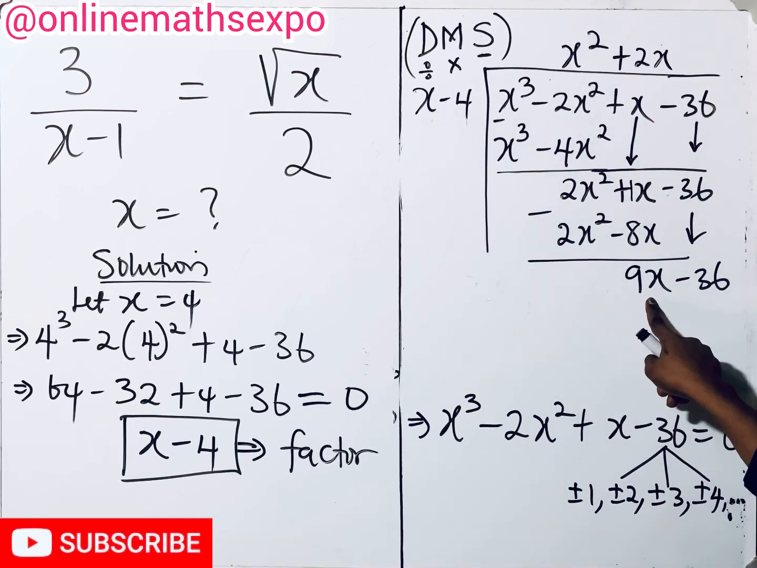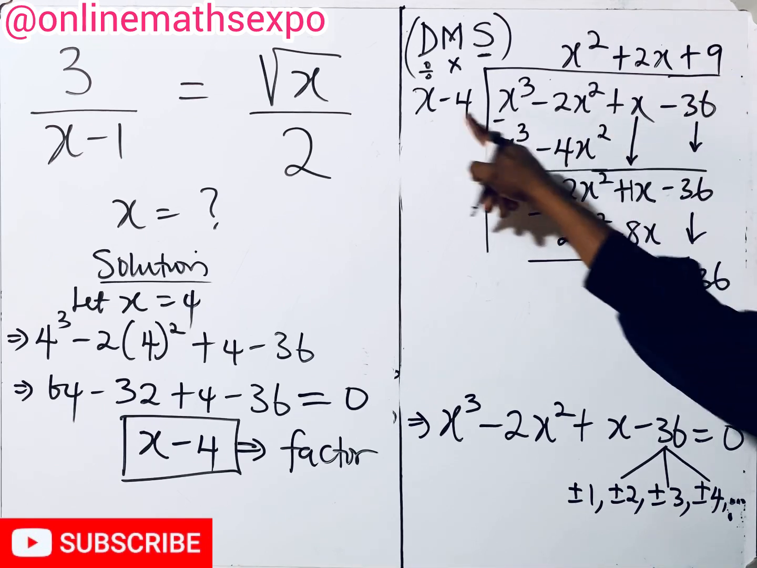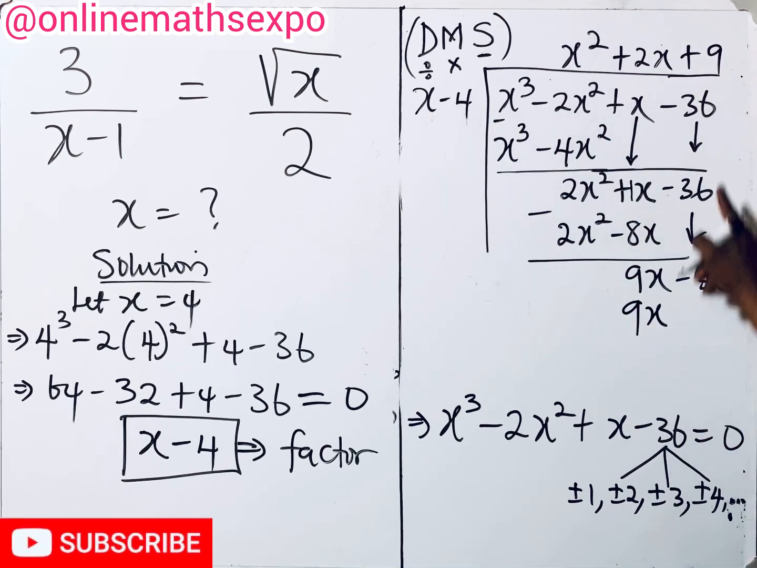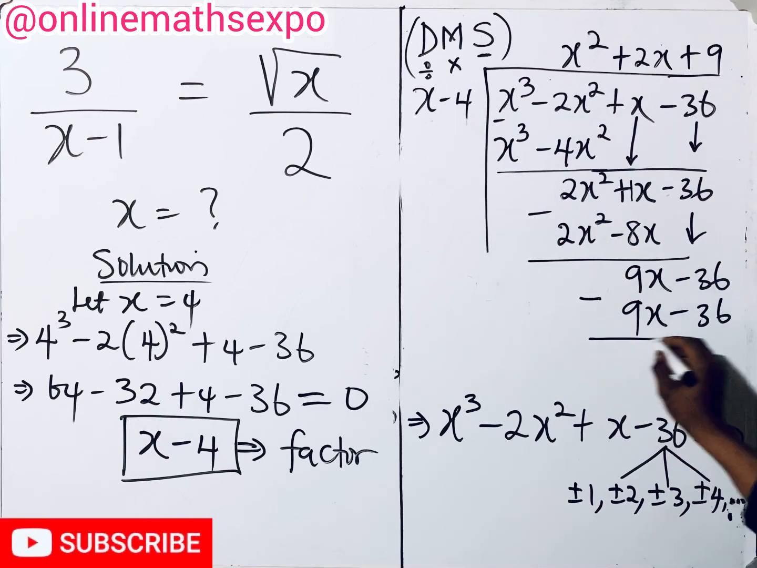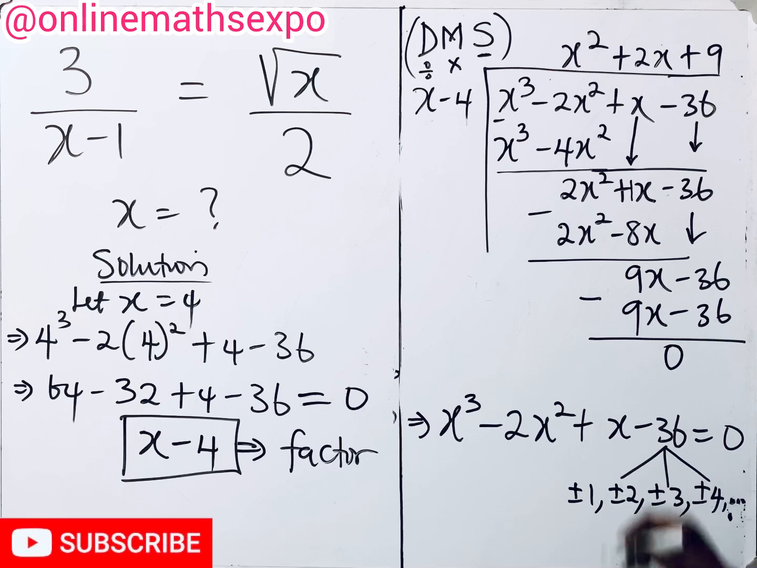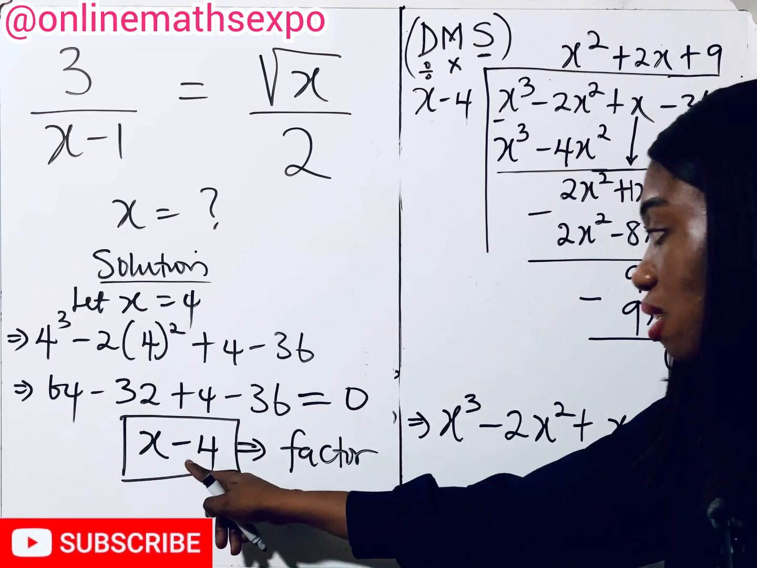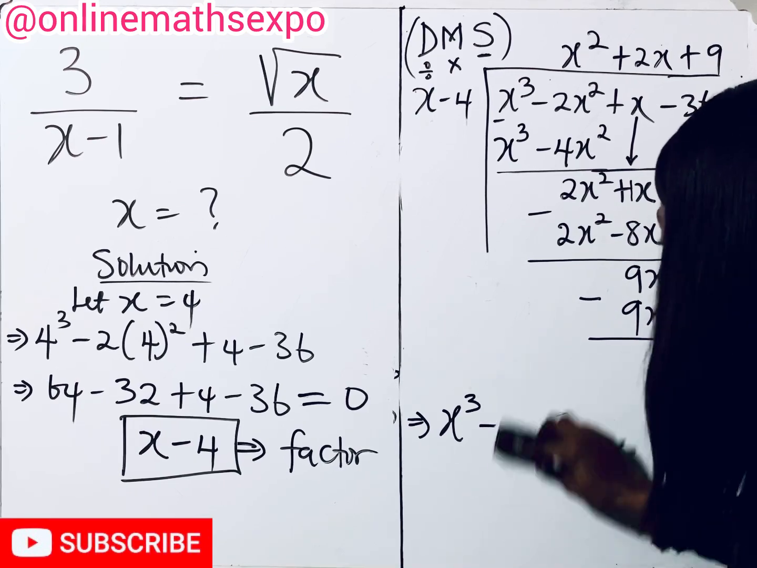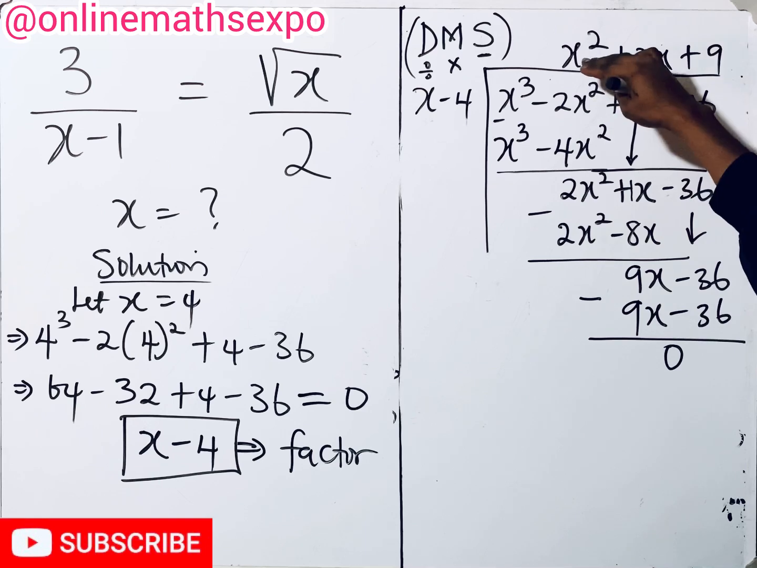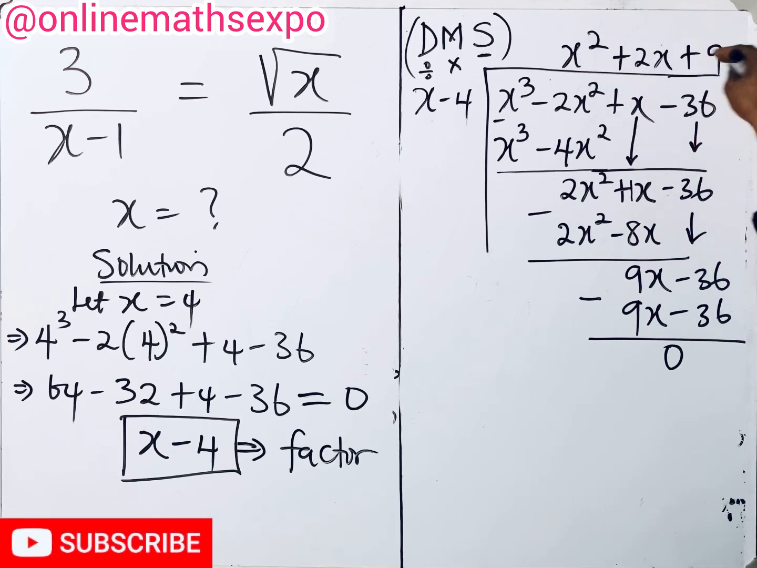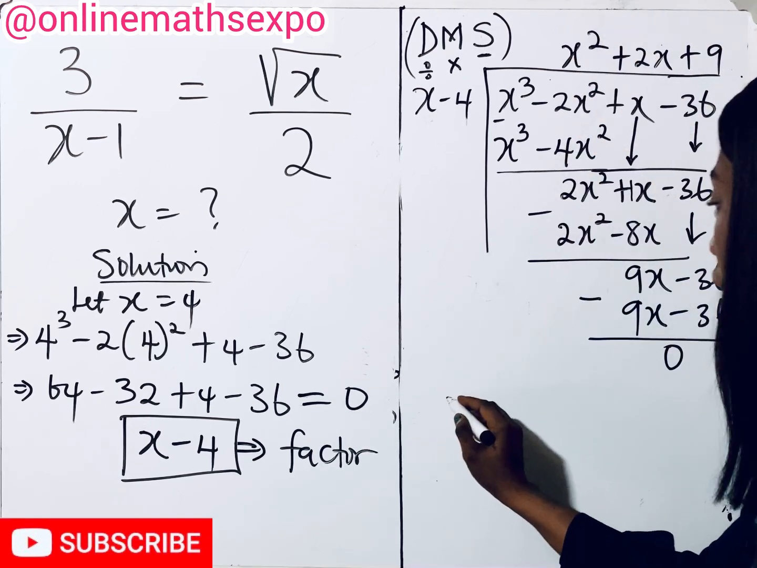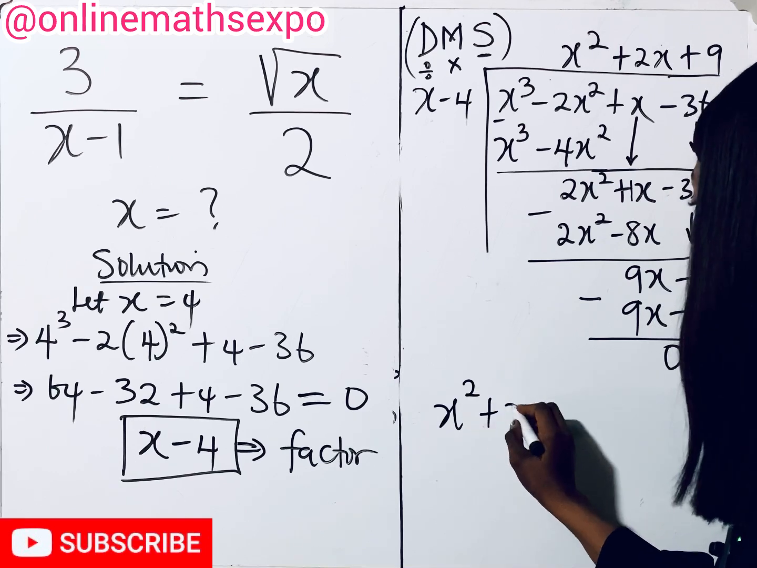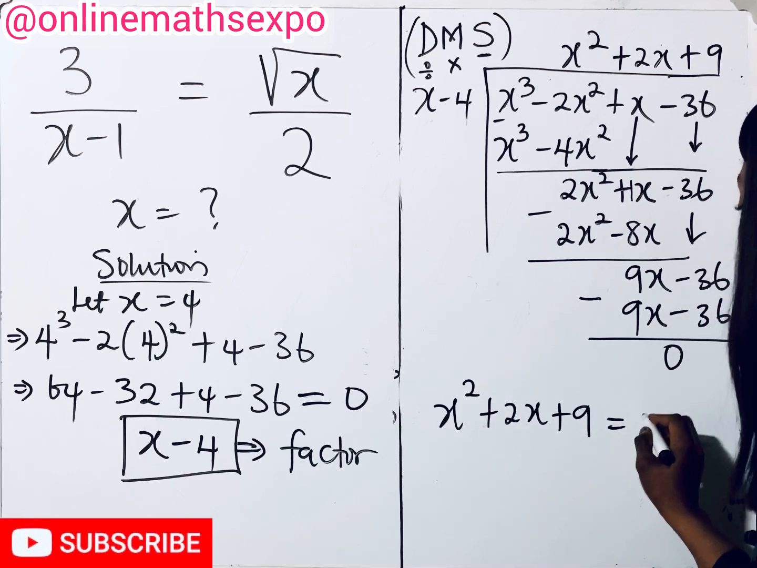We divide this to give us 9. Now use 9 to multiply this, it gives us 9x. Use 9 to multiply this, it gives us negative 36. When you subtract, everything will be equal to 0. So you see why we say that this is a factor, because dividing the polynomial gives you a remainder of 0. Now, having understood this, what do you do now? You observe that the quotient you got is now quadratic. So we are going to solve this quadratic. In that case, you are going to now have x squared plus 2x plus 9 is equal to 0.